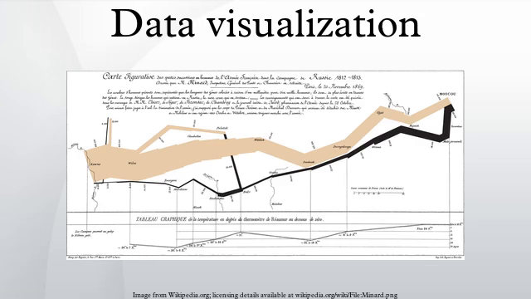Data visualization is a modern branch of descriptive statistics. It involves the creation and study of the visual representation of data, meaning information that has been abstracted in some schematic form, including attributes or variables for the units of information.